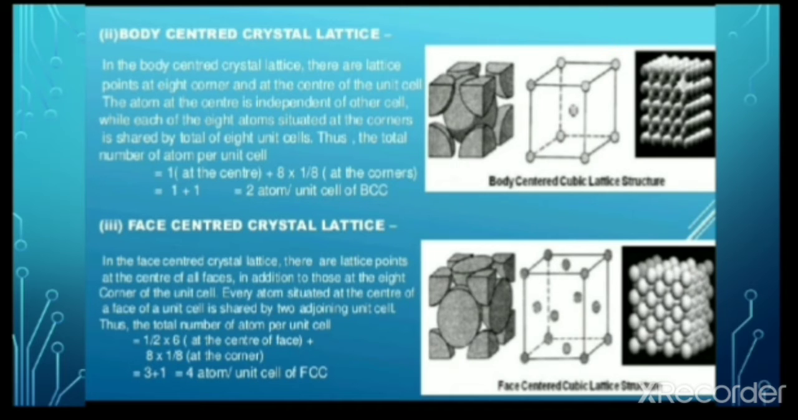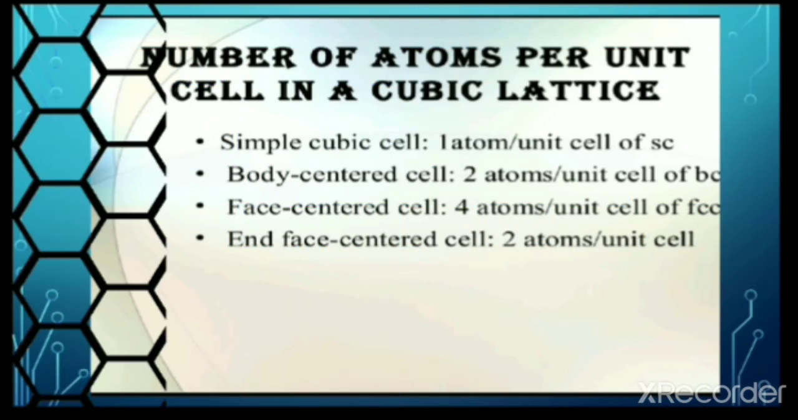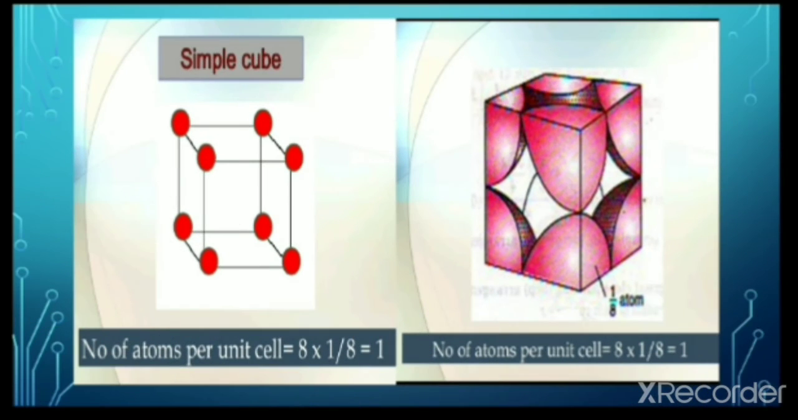Let us discuss briefly. In case of simple cube, see here, this is the structure of the simple cube. The number of atoms per unit cell is equal to 8 into 1 by 8, which is 1. How is this? See here, in the simple cube, 8 atoms are at the 8 corners of the cube. Therefore, only 1 by 8th of an atom actually belongs to a particular unit cell.